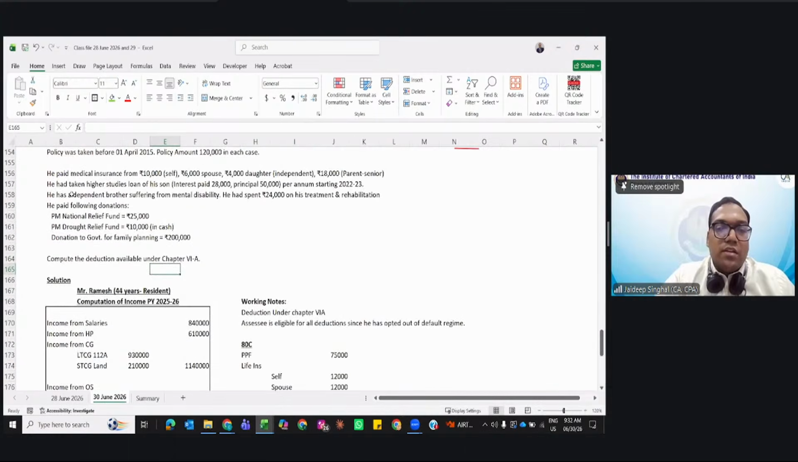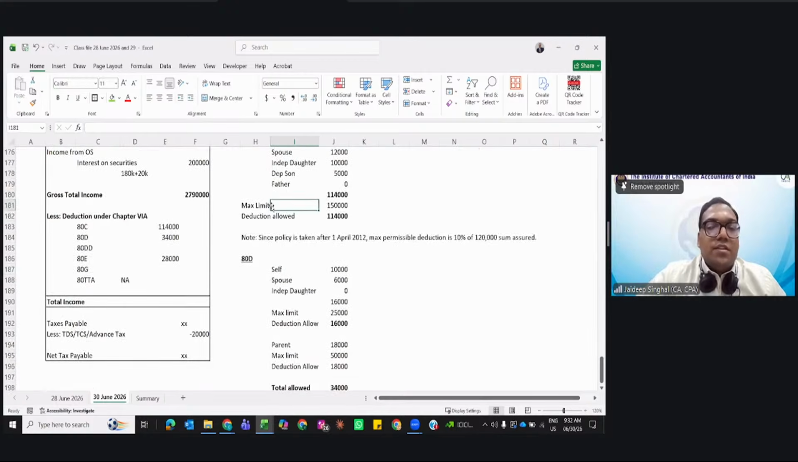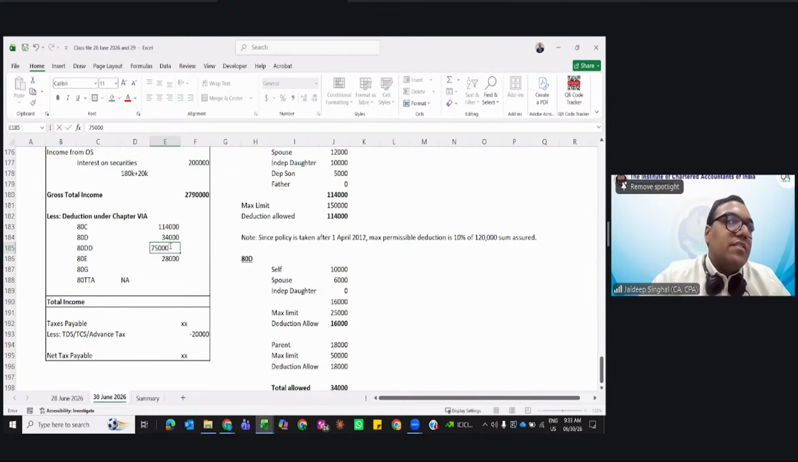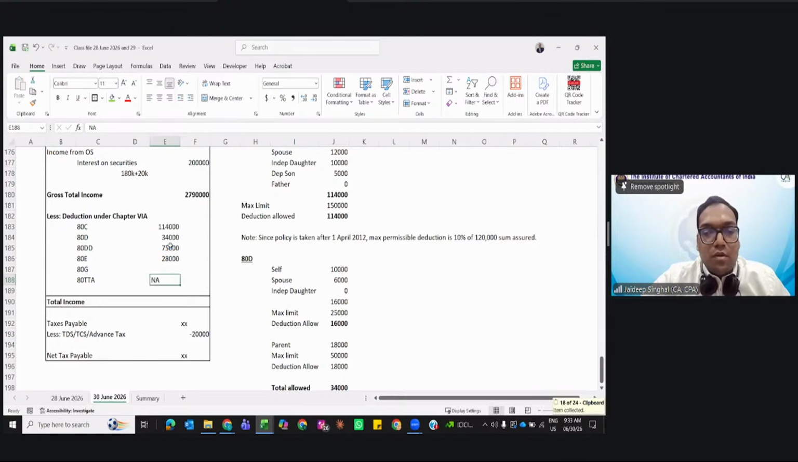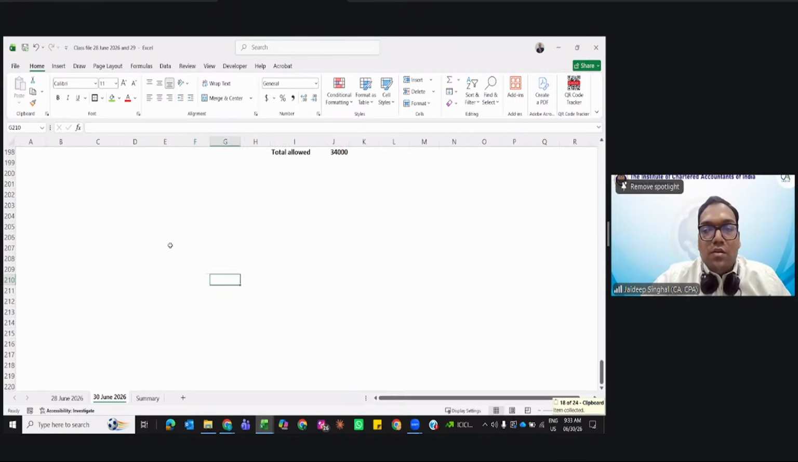Then next, he has a dependent brother suffering from mental disability. Is brother covered under disabled? Yes, brother and sister were also added in 80DD. He has spent 24,000 on the treatment. So how much will be allowed? Flat 75,000 will be allowed. Correct. Next left is 80G. For that we will do a calculation. Let's solve 80G.